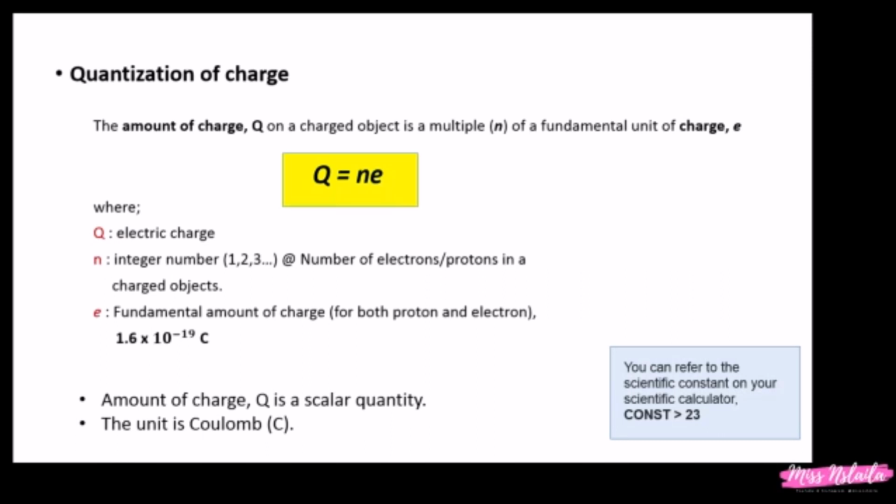For both proton and electron, they have the same value, which is 1.6 times 10 to the power of negative 19 Coulomb. You can get the value of the fundamental amount of charge by using your scientific calculator. Just press constant 23, then you will get the value of e. Amount of charge Q is a scalar quantity, thus we only get the magnitude, and the unit is Coulomb, capital letter C.